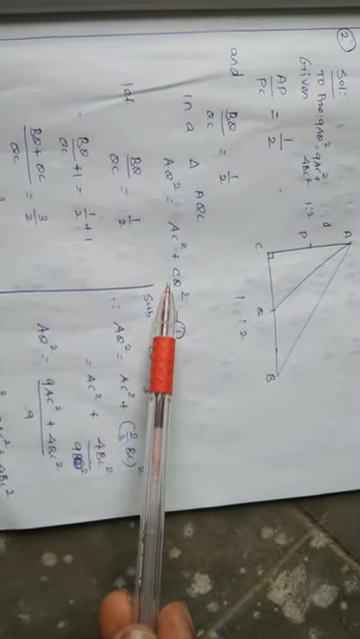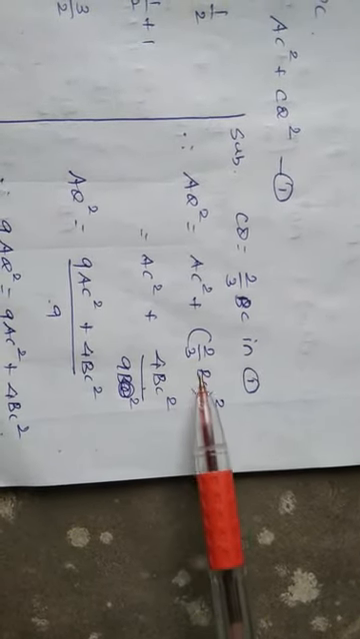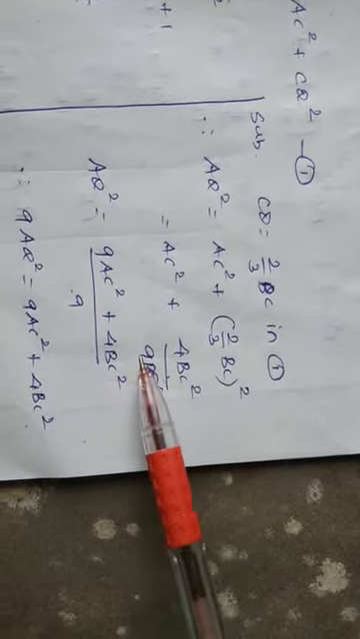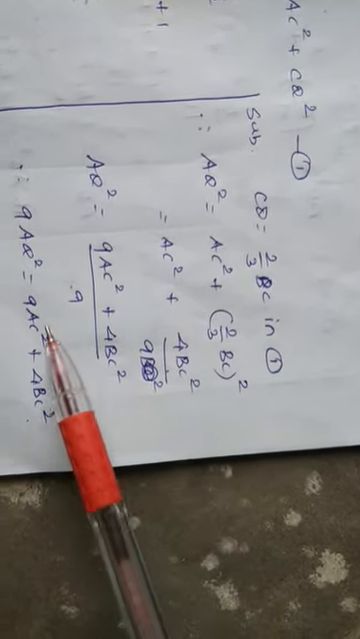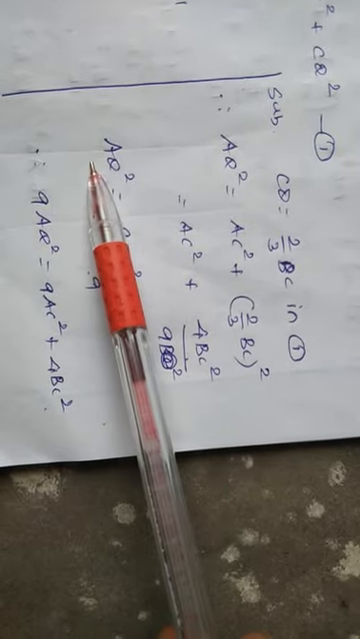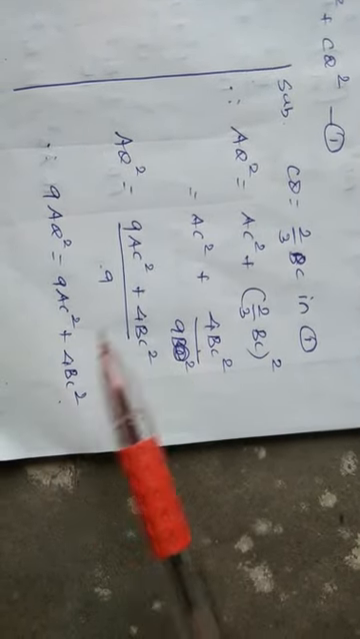Right. Substitute this CQ value in this form. So CQ equals 2 by 3 BC. Now taking the square, 2 squared is 4 BC squared divided by 9. After finding the LCM, 9 AC squared plus 4 BC squared whole divided by 9. So 9 we can write on the left side: 9 into AQ squared equals 9 AC squared plus 4 BC squared. So this is proved. Next problem.